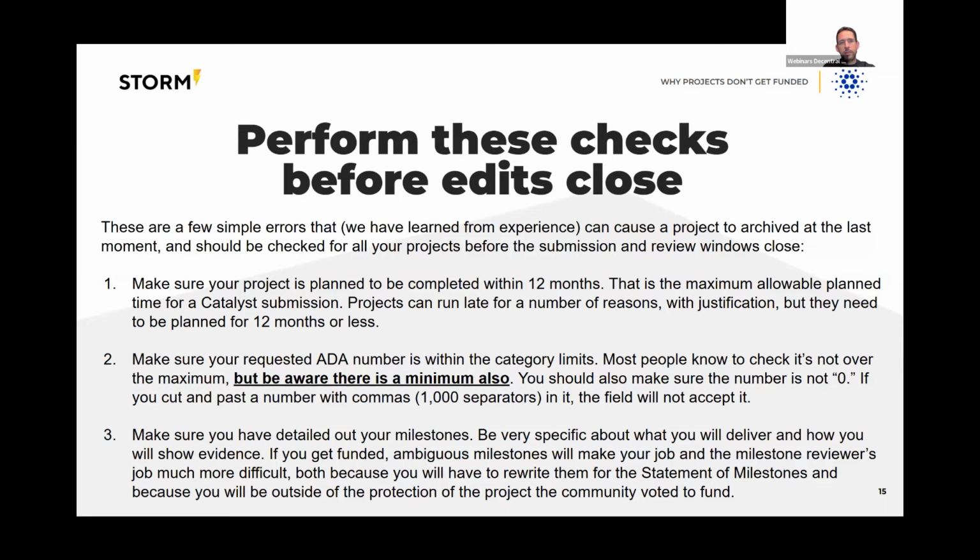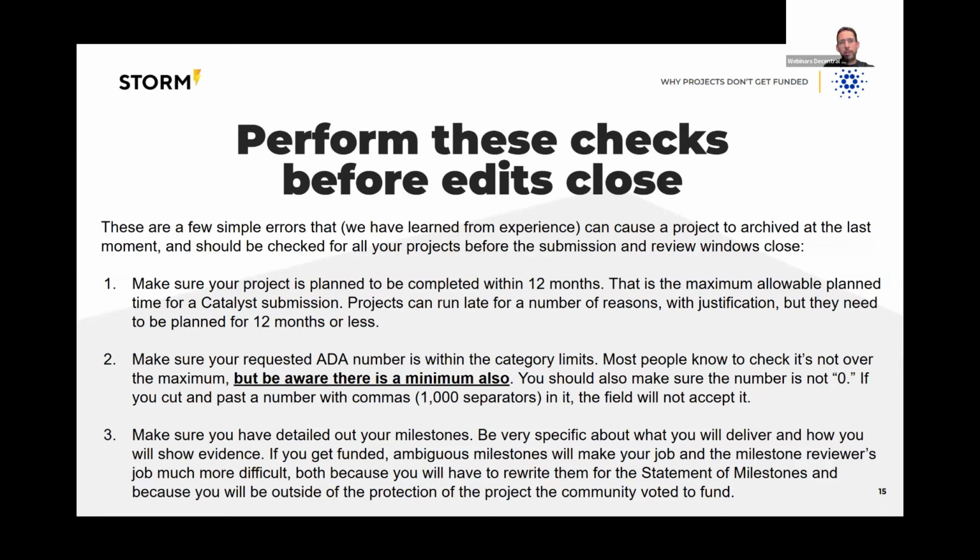The second reason is that if you get funded and you don't have detailed milestones, the first thing that you're going to have to do is you're going to have to rewrite them. Because one of the steps in order to actually start your project is to create a statement of milestones, which is a list of all the outputs, acceptance criteria, and evidence that is needed for your project to be considered complete by the milestone reviewers. And they will not let you move on to project execution and funding until you have one that is reflective of what was approved by the community.